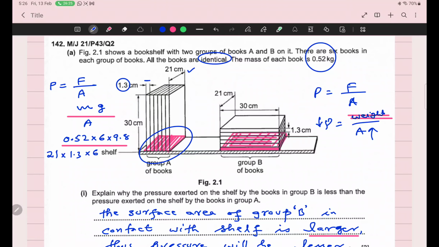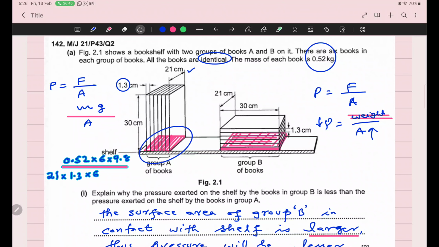This is the thickness of one book, and there are 6 books. So for 6 books, you should multiply with 6, number one. Number two, all the numbers are given in centimeter. So we should convert this centimeter into meter. And how do we convert centimeter into meter?